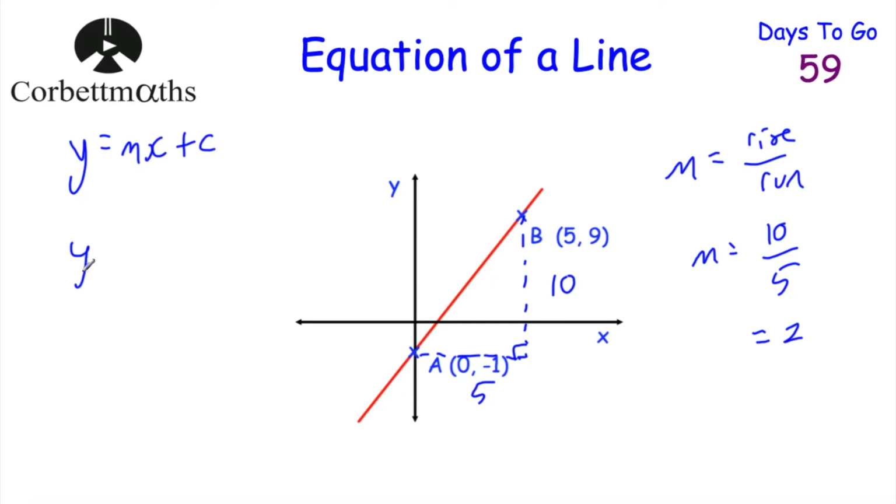So that means its equation will be y equals, instead of mx, we're going to write 2x. And then plus c, that's where it crosses the y-axis. It crosses at -1, so it'll be -1. So the equation of this line is y equals 2x minus 1. And that's it. And if you got that, well done.